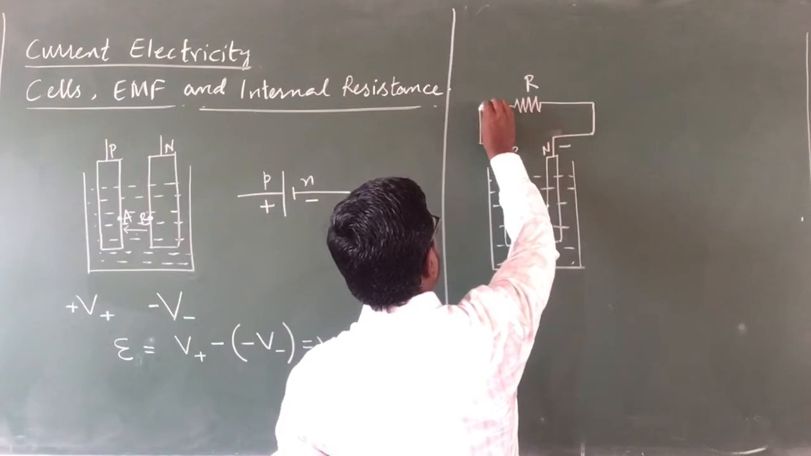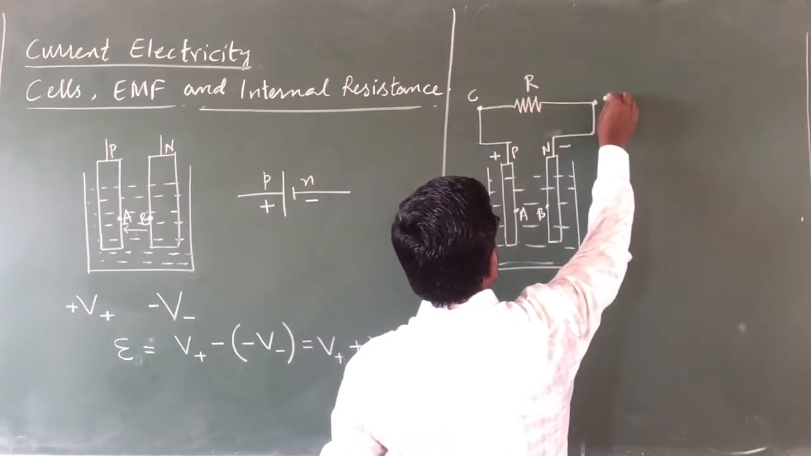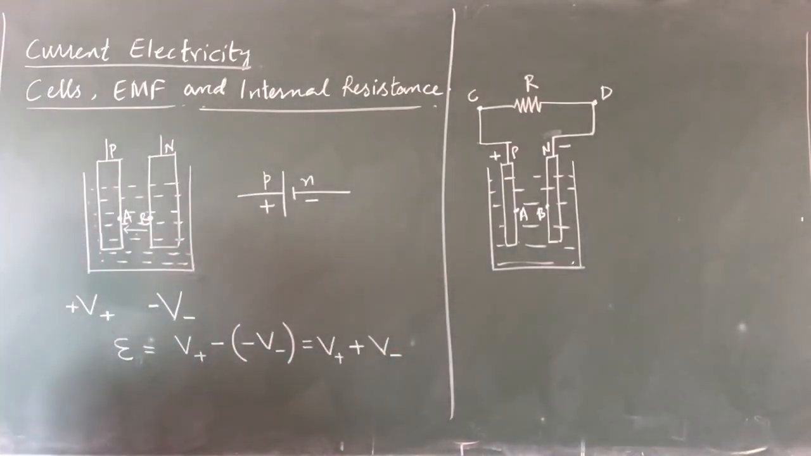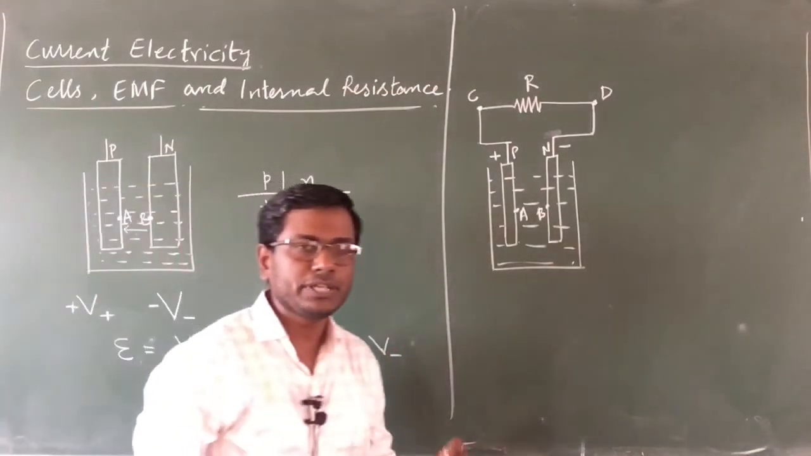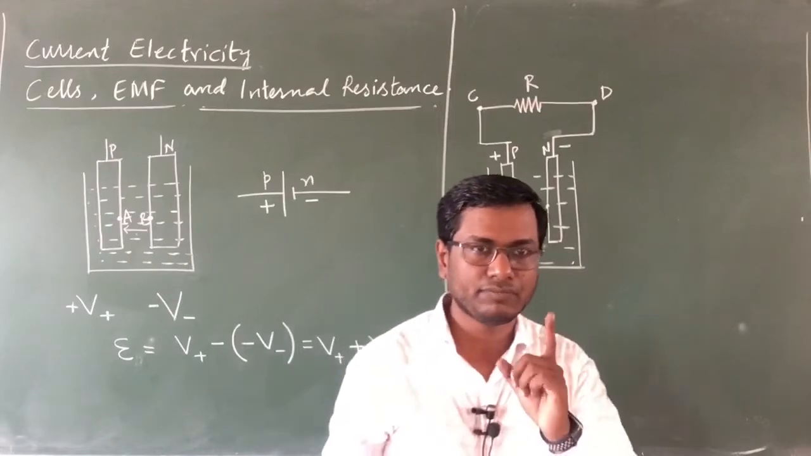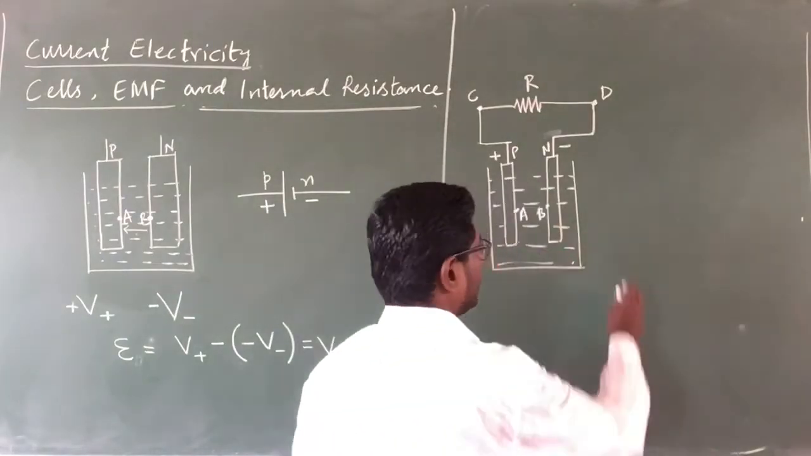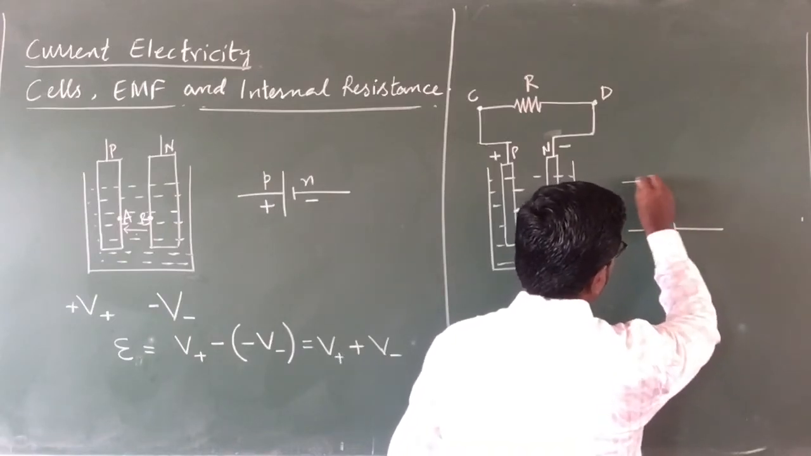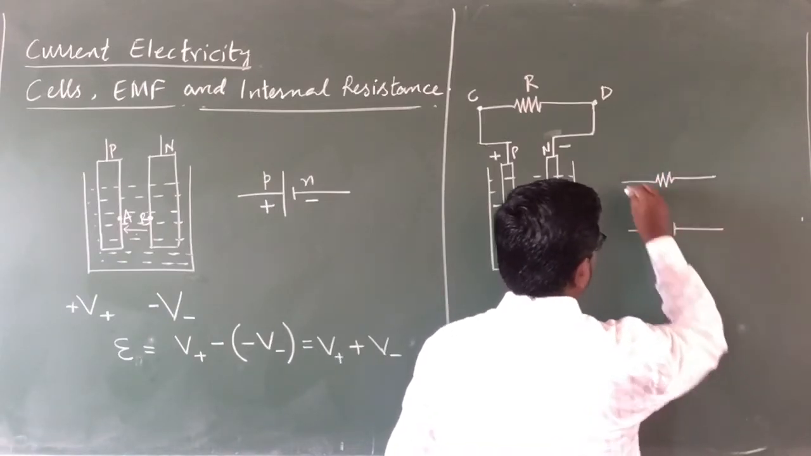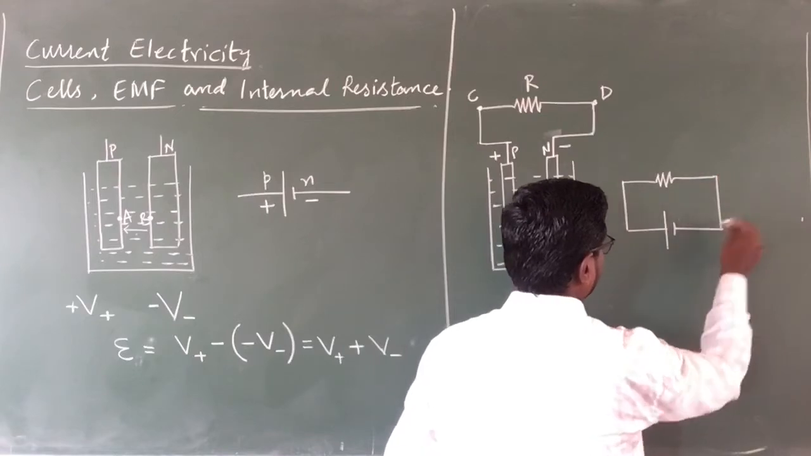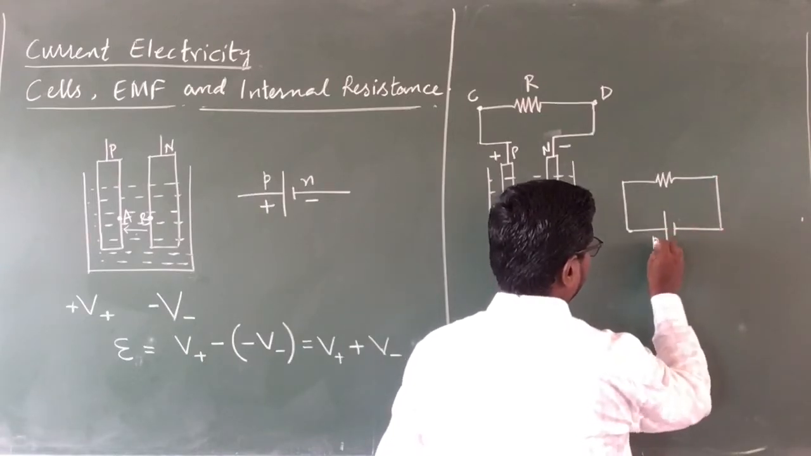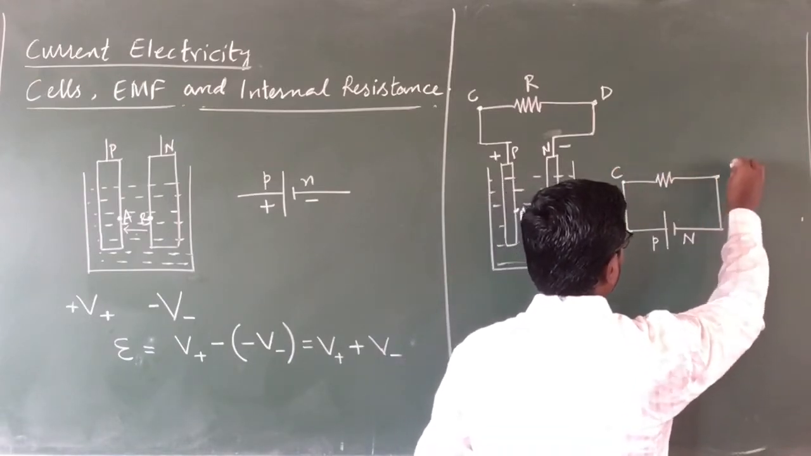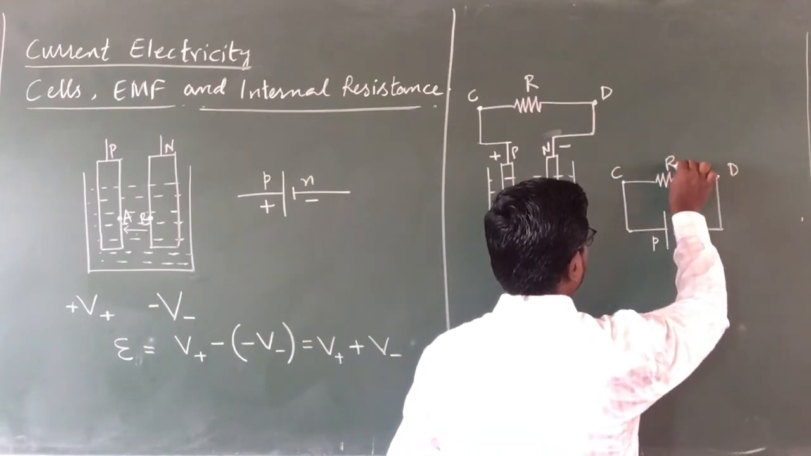So let us call this side as point C. Let's call this as point D. Now, if this resistor is connected across the terminals of the cell, then first thing I will draw the circuit diagram of how it looks. So I have a cell, I have a resistor, and this is how they are connected. This is my point P, this is my point N, this is my point C, this is my point D, there is a resistor R.